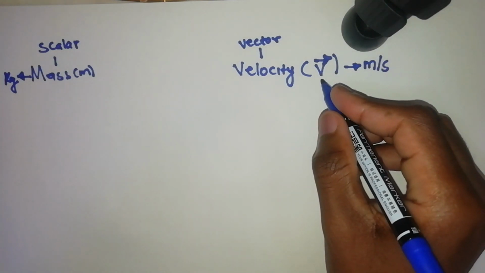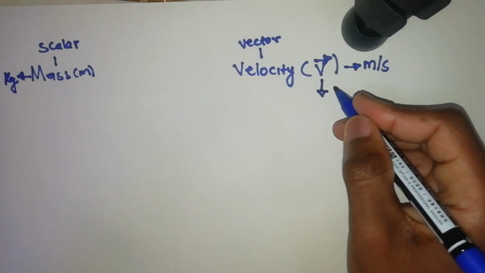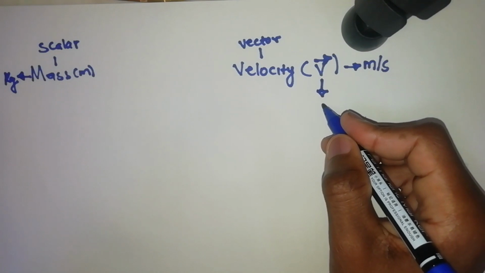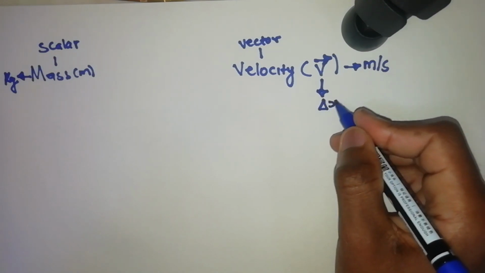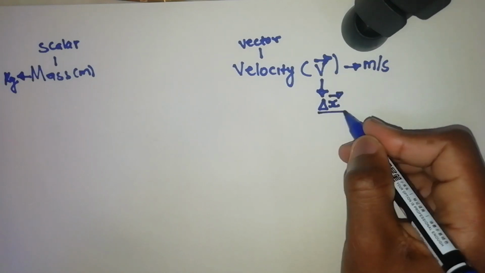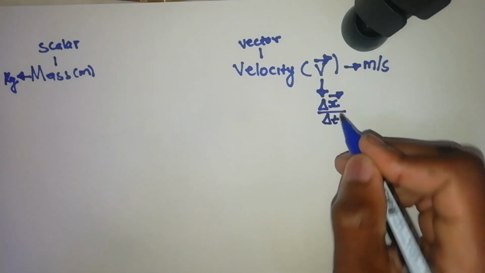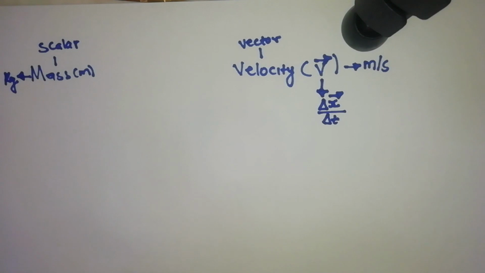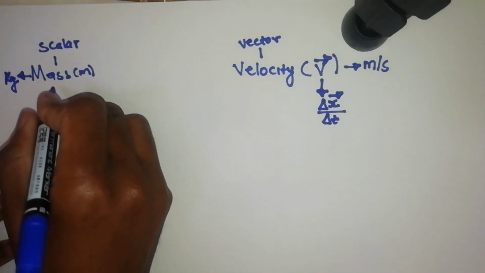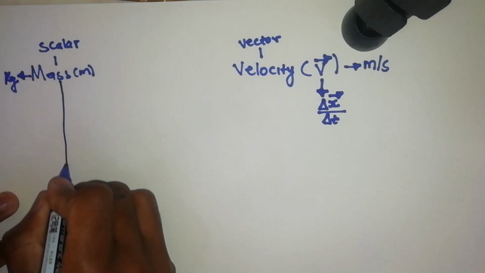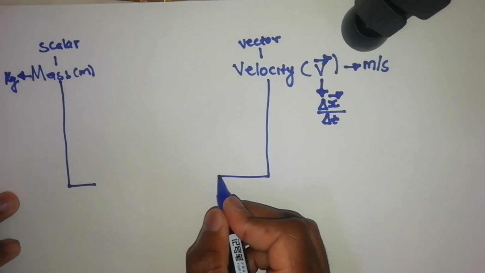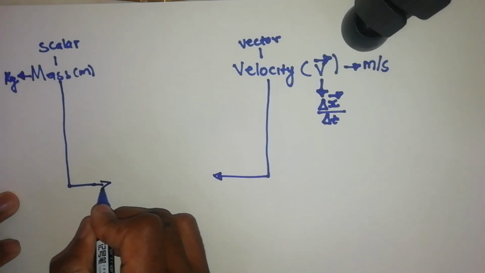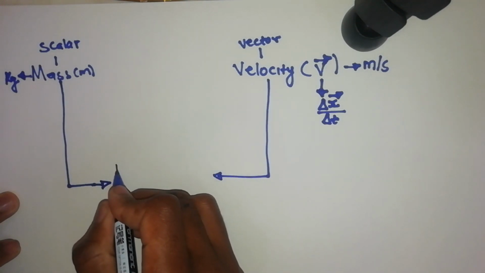Now we said velocity can be calculated by using this formula: change in position of an object per unit time, or the rate of change in position of an object. We said the product of mass and velocity will give us momentum.